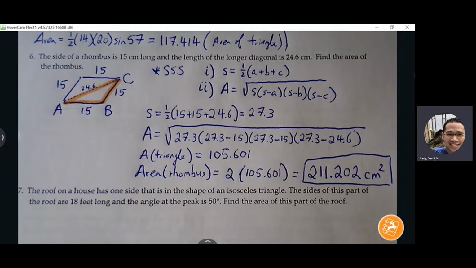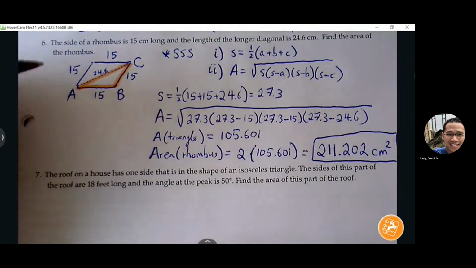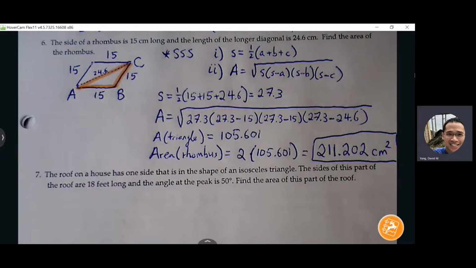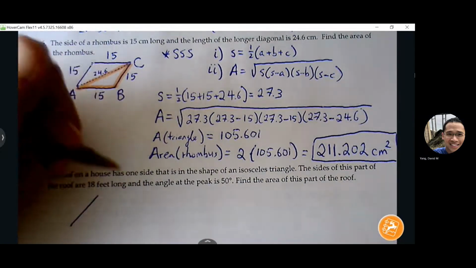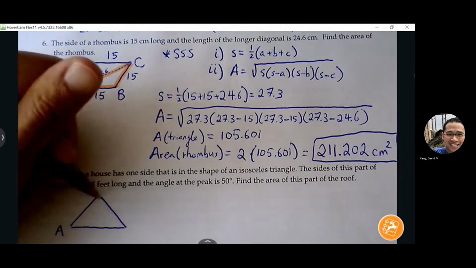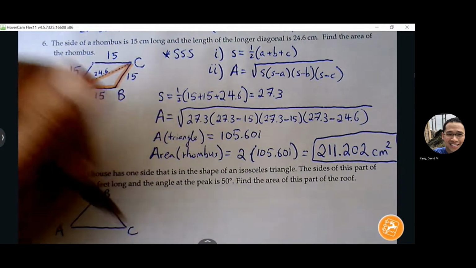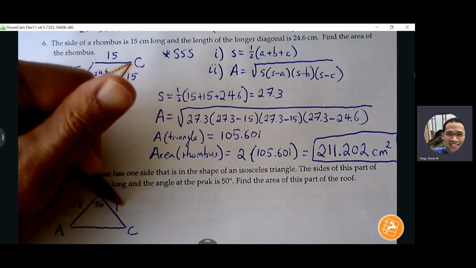Okay, number 7. A roof on a house has one side that is in the shape of an isosceles triangle. The sides of this part of the roof are 18 feet long, and the angle at the peak is 50 degrees. Find the area.